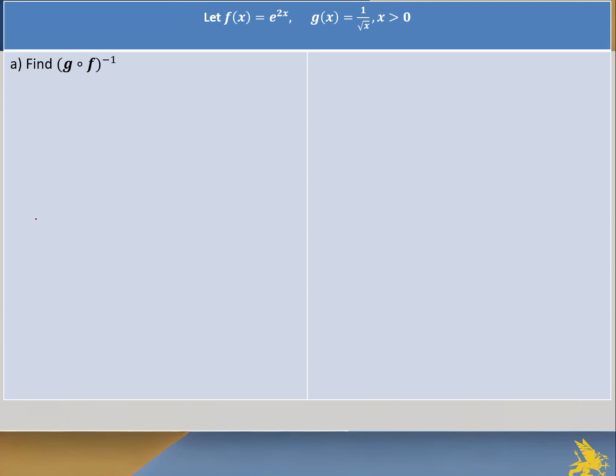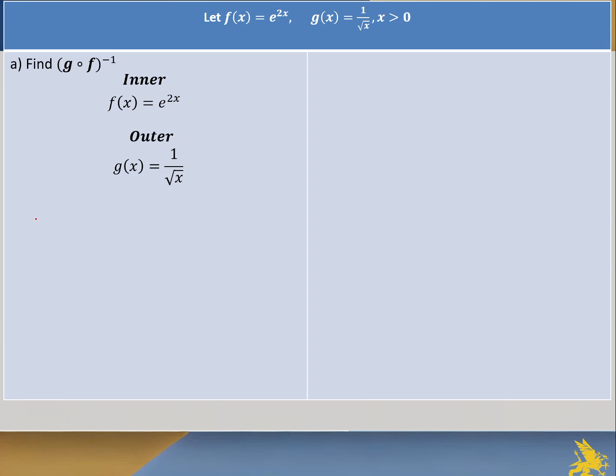Let f of x is equal to e to the power of 2x, and g of x is equal to 1 over square root x, where x is greater than 0. So to start off with, I'm thinking about, what is my inner graph? My inner graph is going to be f of x. My outer graph is going to be 1 over square root x.